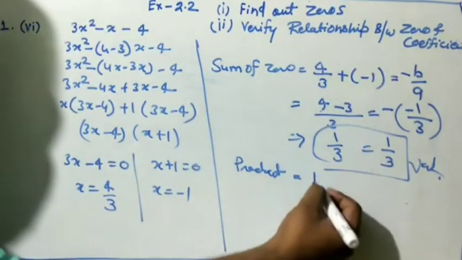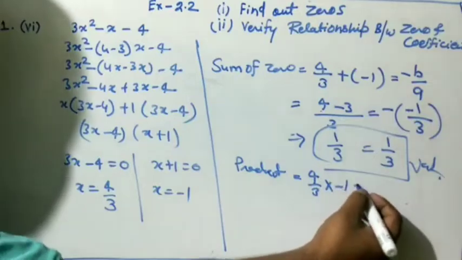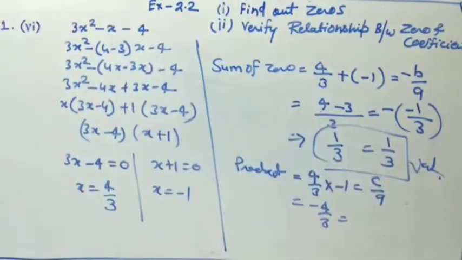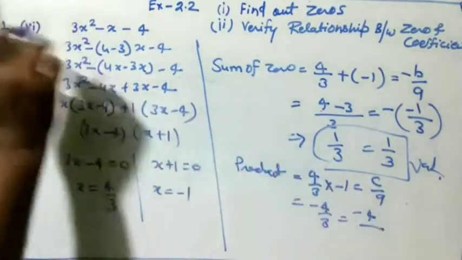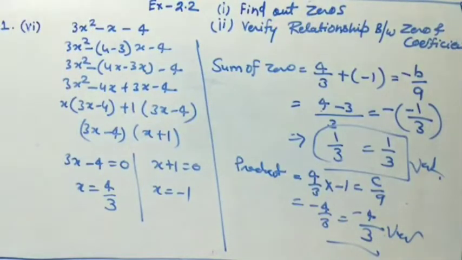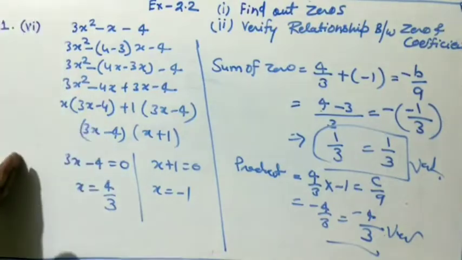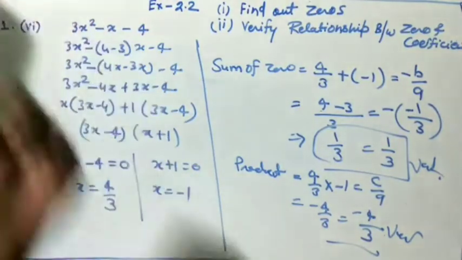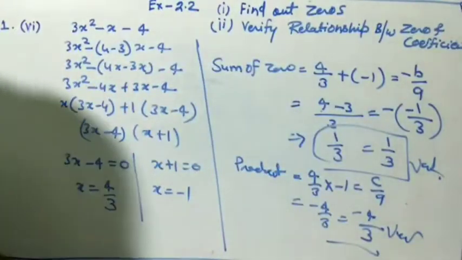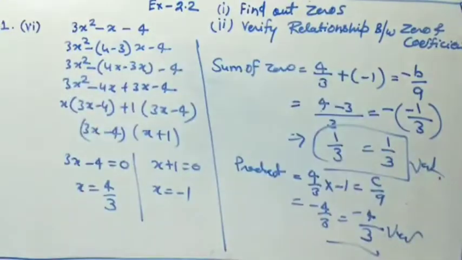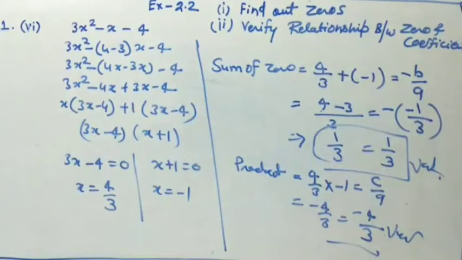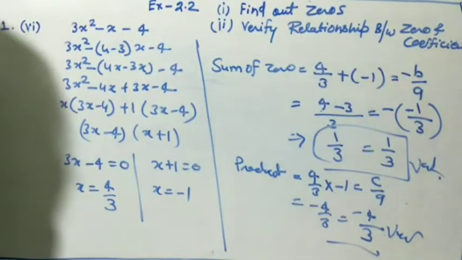Okay? Product of the zeros, 4 upon 3 multiplied by minus 1 equal to c upon a, minus 4 upon 3. What is the value of c? Minus 4. And what is the value of a? 3. So this is also verified. So hopefully you understand how to find zeros using factorization by splitting the middle term, and this is the relationship between zeros and coefficients. We have to verify that the sum of zeros is minus b upon a and the product of zeros is c upon a. Okay, let's come to the next question.